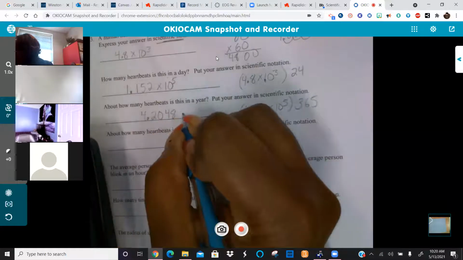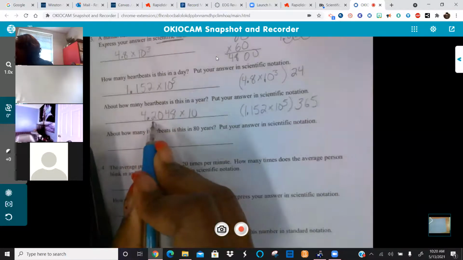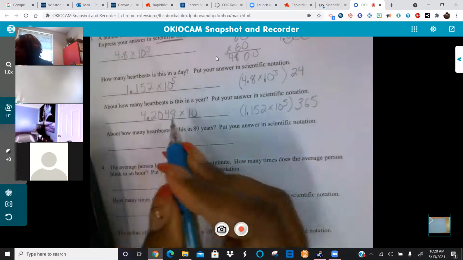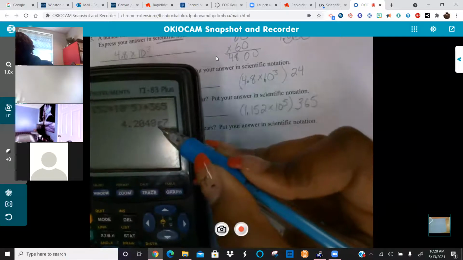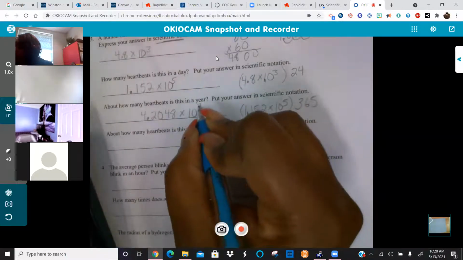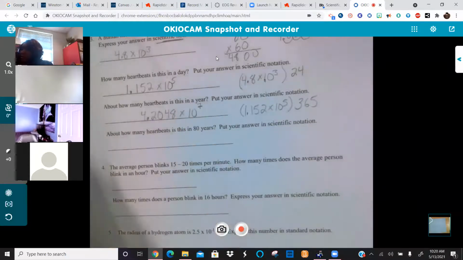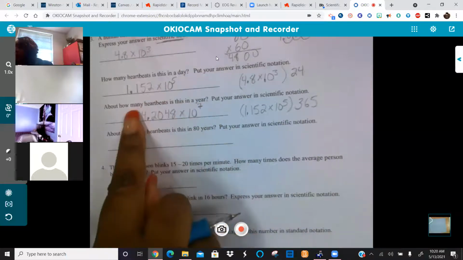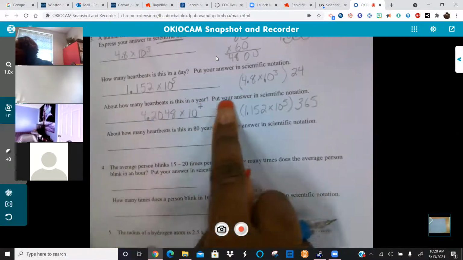This is going to give me 4.2048 times 10. Sometimes they'll round it off here, and that's fine. You choose the best answer, okay? Times 10, that's that E in the calculator. And the number that's behind E is the exponent. So the exponent is going to be 7. So this is how much it is in a year.